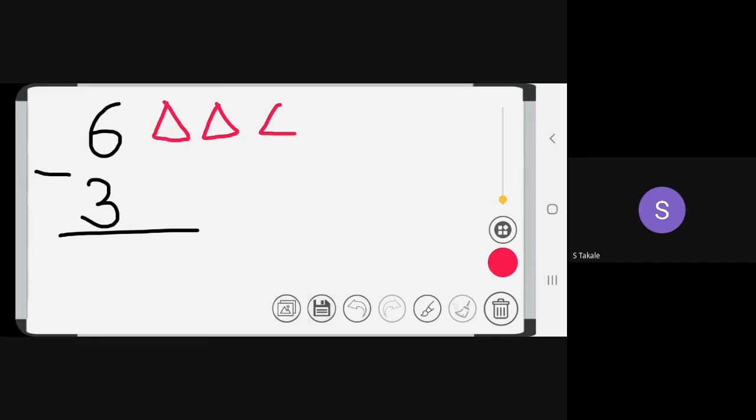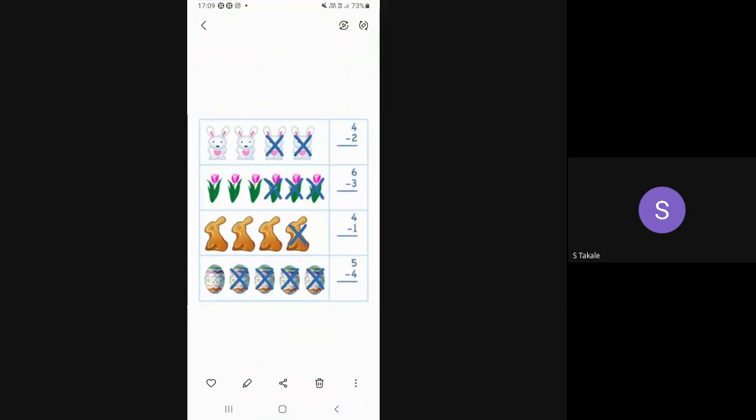Yes. So, another example, that is 6. We didn't complete it. 6 subtract 3. So for this, we can draw 6 triangles. 1, 2, 3, 4, 5, and 6. From that 6 triangles, we will cut 3 triangles. 1, 2, 3. So how many left? 1, 2, 3. We will count the left triangles and mention it here. It's 3. Okay. So now next. Just a second. Yes. This is visible to you all.